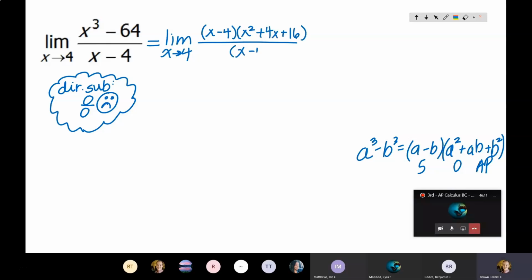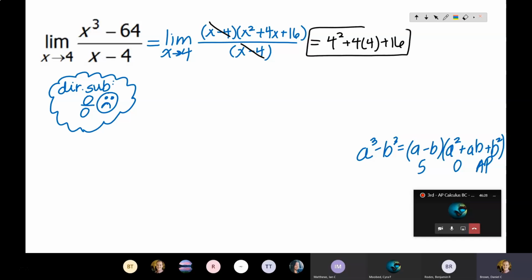All over x minus 4. By factoring, we've taken care of the issue of having the 0 over 0. And now I can go ahead and do my direct substitution. So I have 4 squared plus 4 times 4 plus 16.